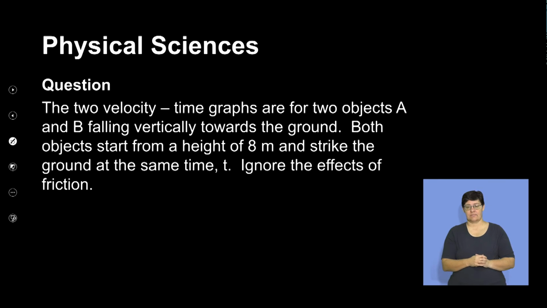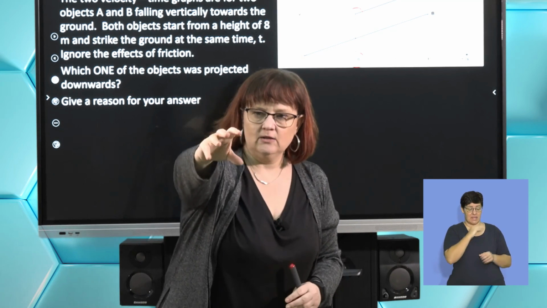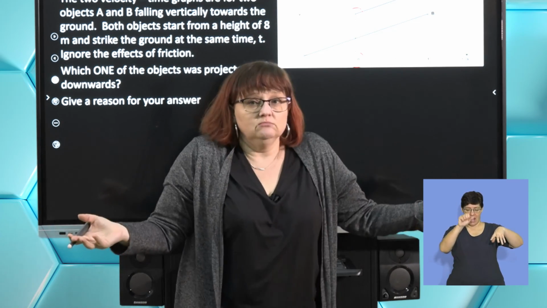Right. Okay, the two velocity time graphs are for the two objects A and B falling vertically. Both objects start from a height of 8, strike the ground at the same time. So here's our graphs. Which one of the graphs was projected? Which one was thrown? Now, if we look at it, it's got to be A. Why? Because it has an initial velocity. I don't care that this time is different. All that is telling me is that B was dropped, and a little while later, A was thrown. That's all. Okay?